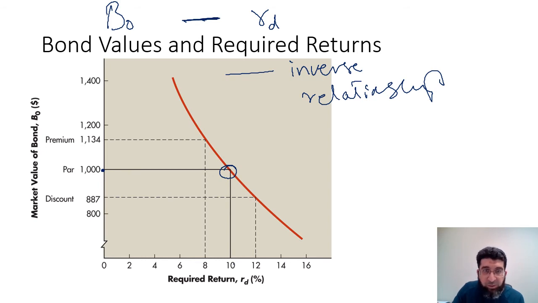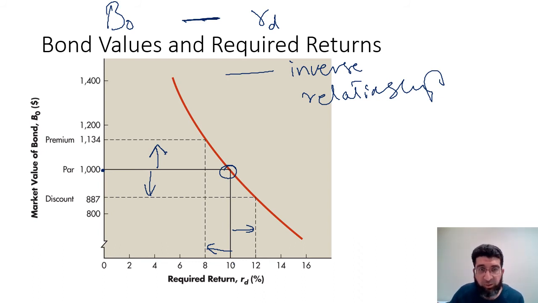But if the interest rate RD, or the required return, falls to 8%, the bond becomes premium, and it is priced at a higher value. When the RD increases to 12%, the price will fall to 887. This inverse relationship is very important. The curvature of the curve is very important, which is in the more advanced levels.